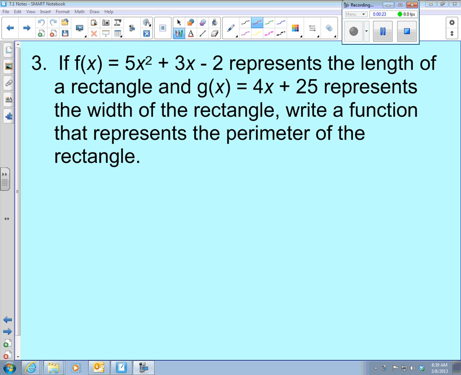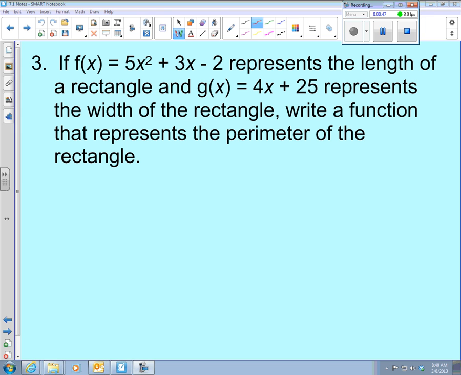It says if f of x equals 5x squared plus 3x minus 2 represents the length of a rectangle, and g of x equals 4x plus 25 represents the width of a rectangle, write a function that represents the perimeter of the rectangle. Well, what's the first thing you should do with this problem? I'll let you think a little bit.